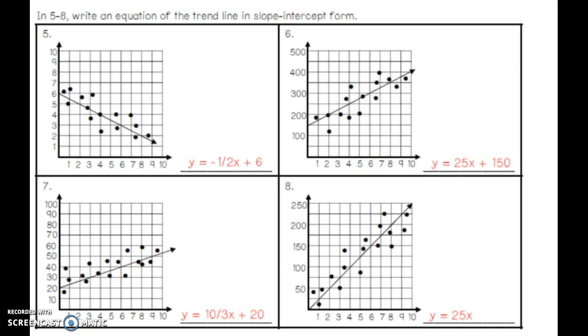Okay, checking your answers to your half sheet. For the first equation, you have a slope that is -1/2, and you can see that if you choose these 2 points for your slope triangle, you have a y-intercept that's +6.